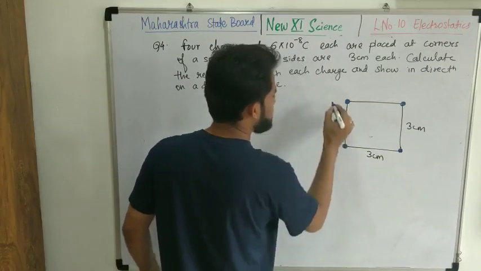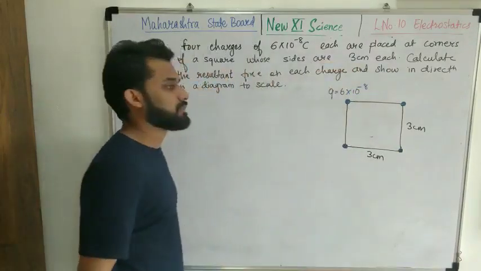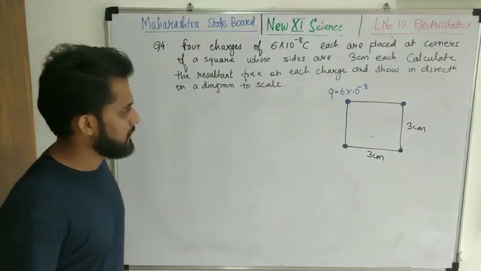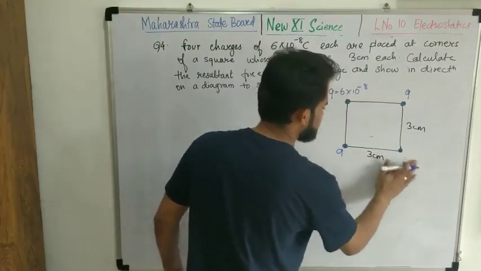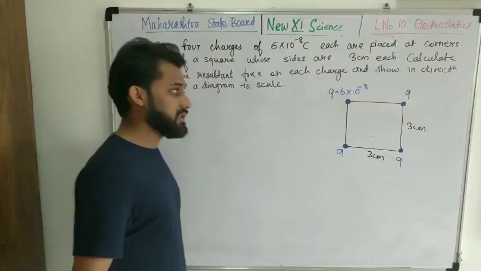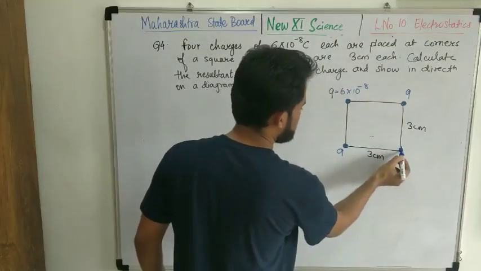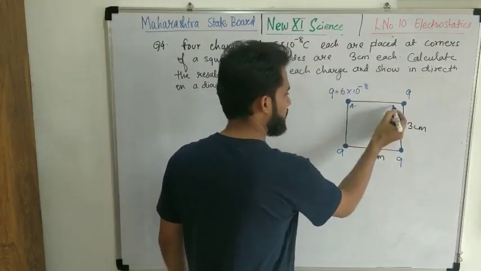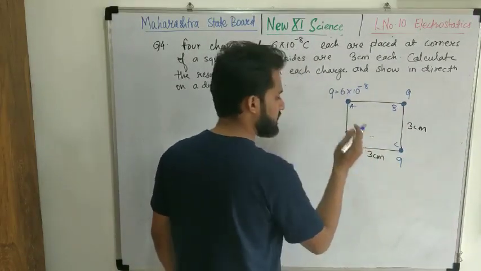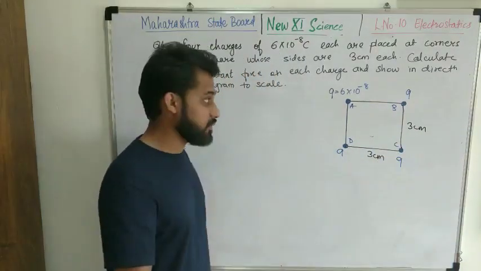The value of each charge is 6 into 10 raised to minus 8. All the charges are equal, so I won't write the values for all of them. And the question is, what is the net force on any one charge? Let us choose this one. If we name the corners A, B, C, D, the net force on this charge C will be because of 3 different forces.